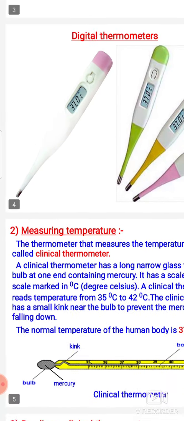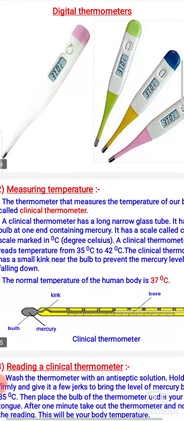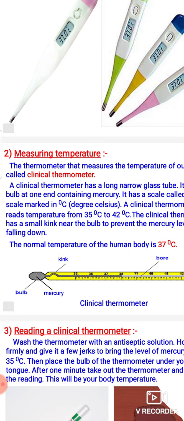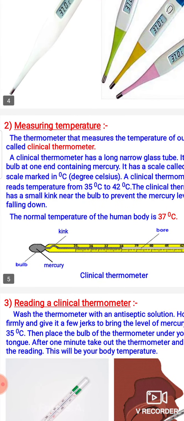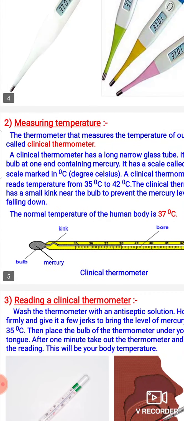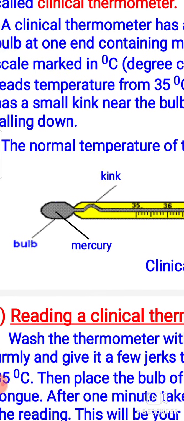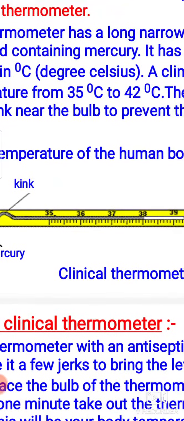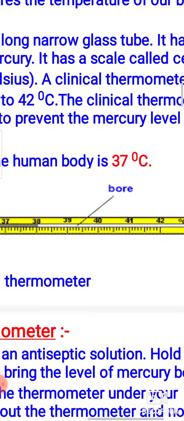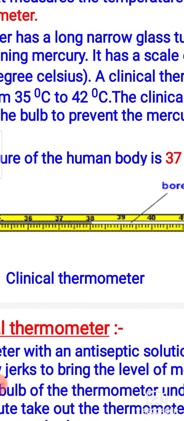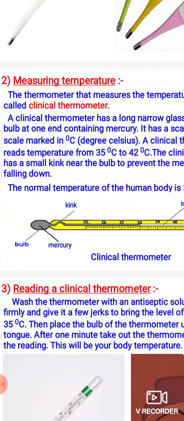What is the difference between the two and how can we measure? So there is the next slide in which you can see measuring of temperature. The thermometer that measures the temperature of our body is called a clinical thermometer. And here you can see in the picture, this is a clinical thermometer. This is the structure. Here it is a bulb in which a metal, that is mercury, is there, and here there is a small tube like structure or bore. This is the structure of a clinical thermometer.